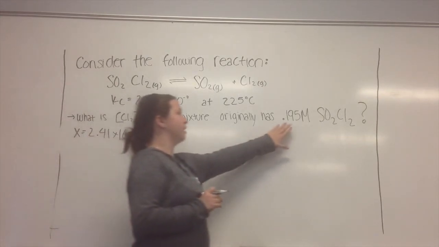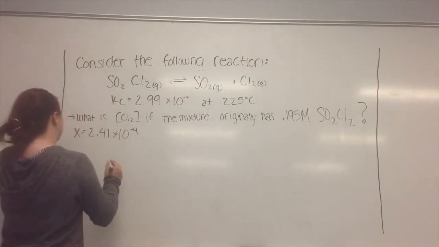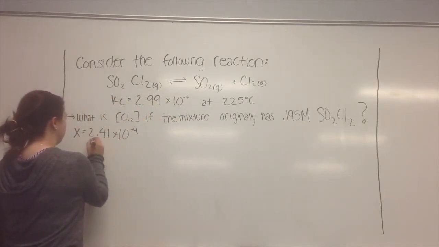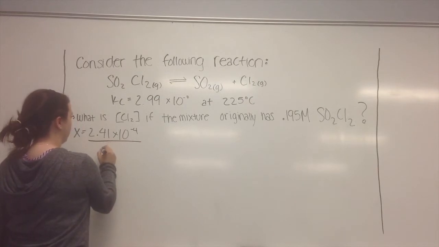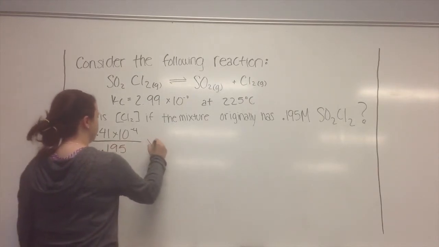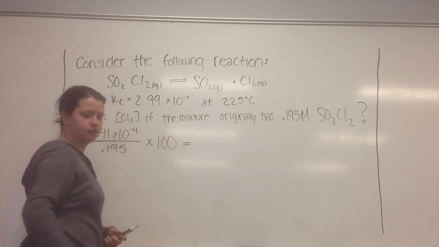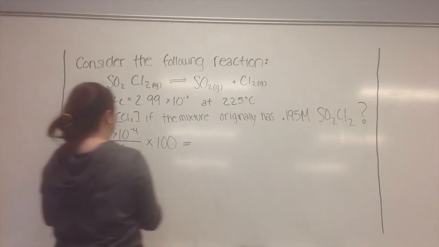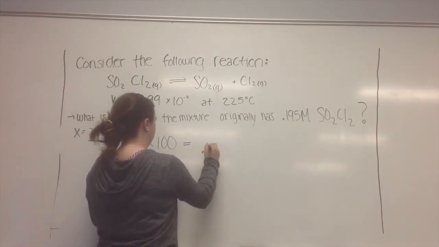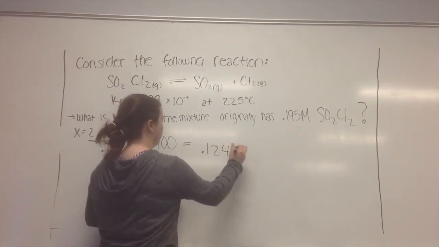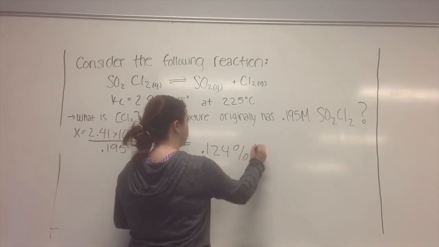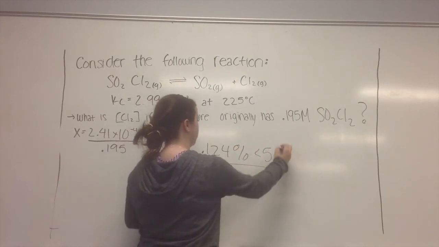original amount given. So to do that, we'll take this number divided by 0.195 times 100, and we'll see what answer that gives us. All right, that number gives us 0.124%, which is less than 5, so it all works out.